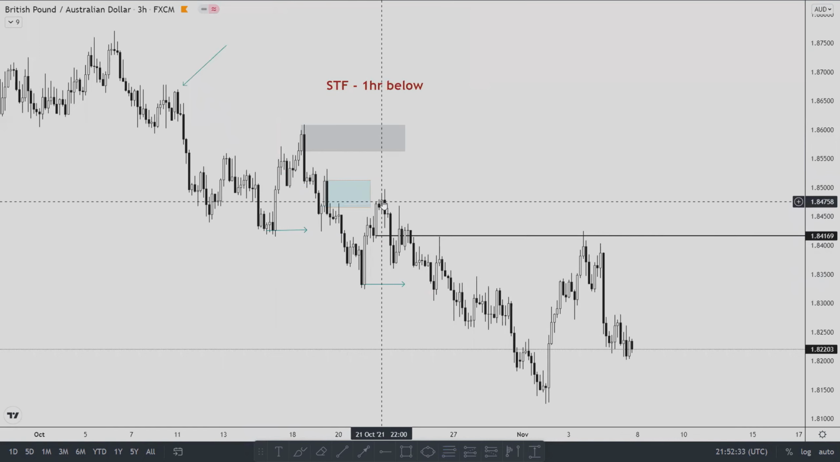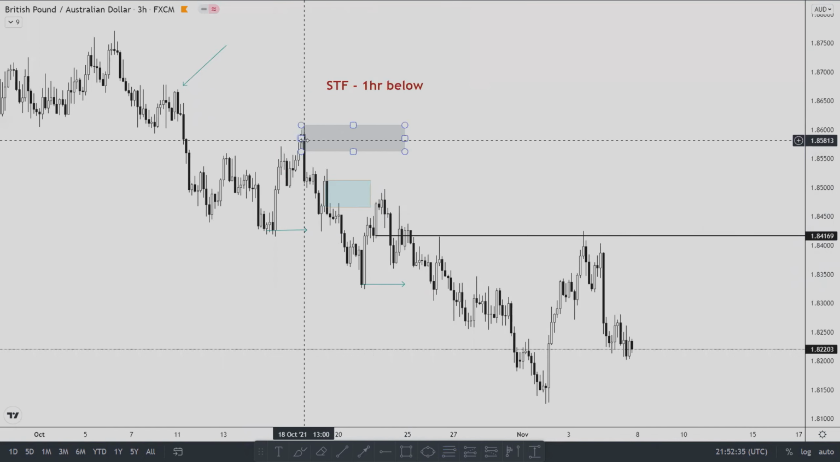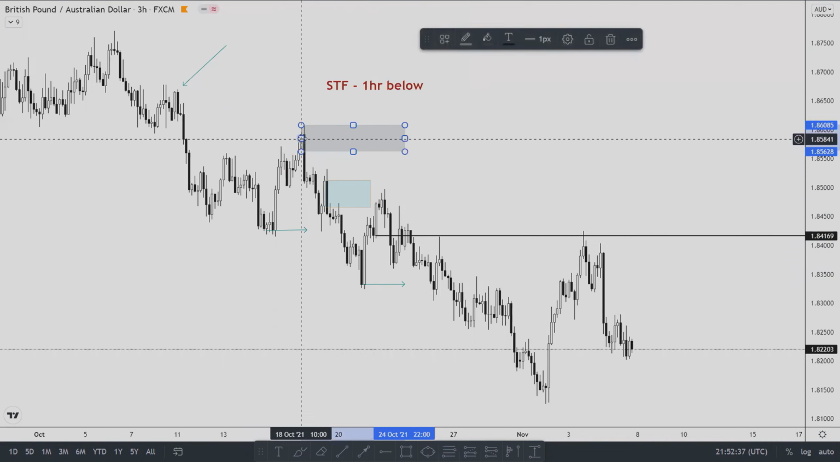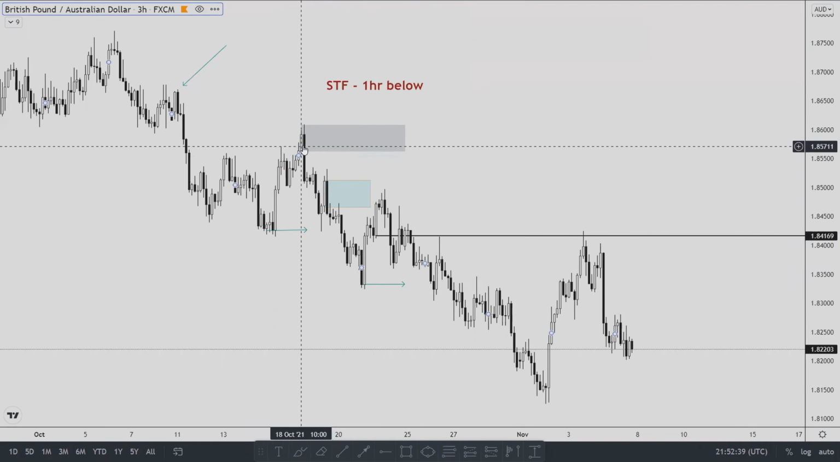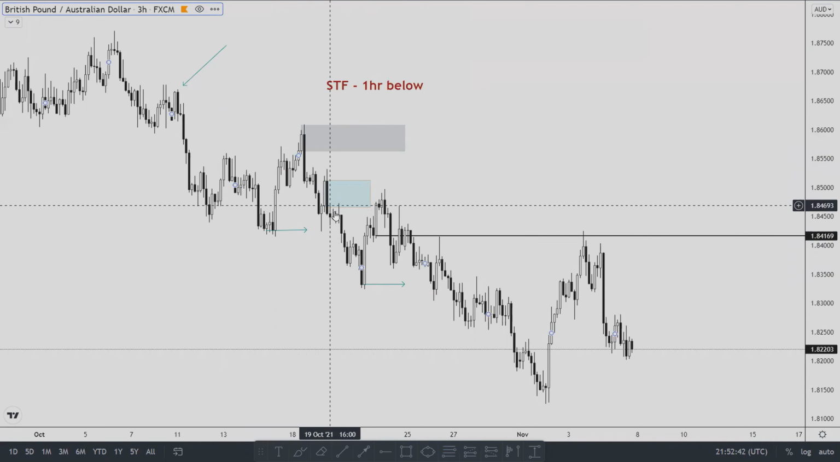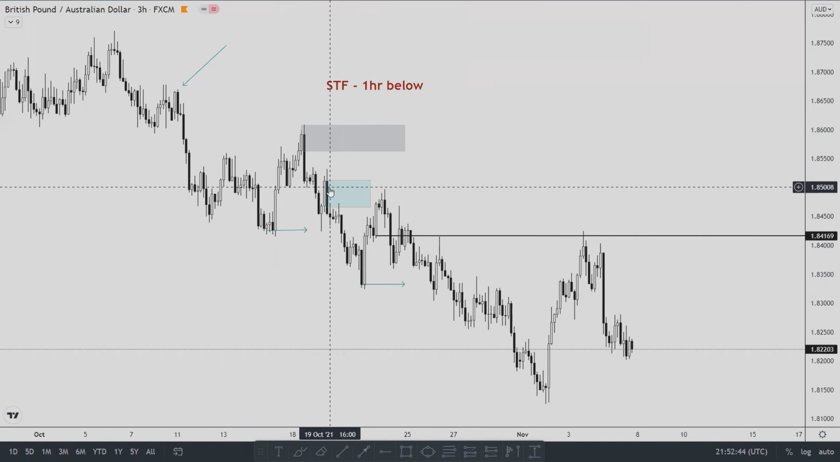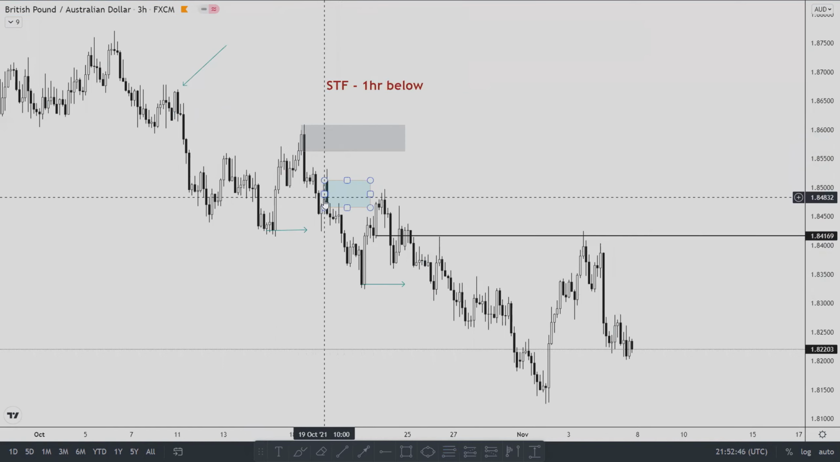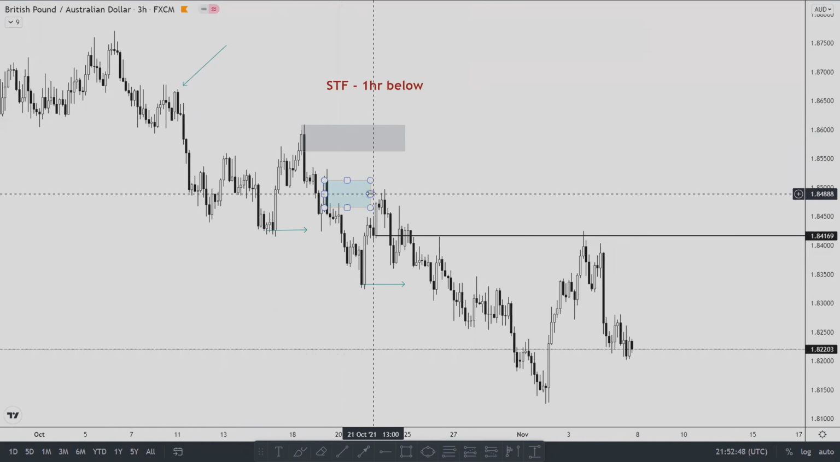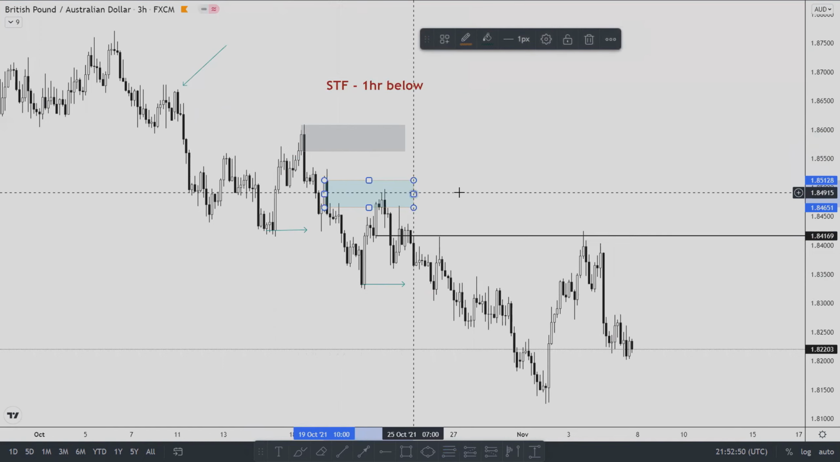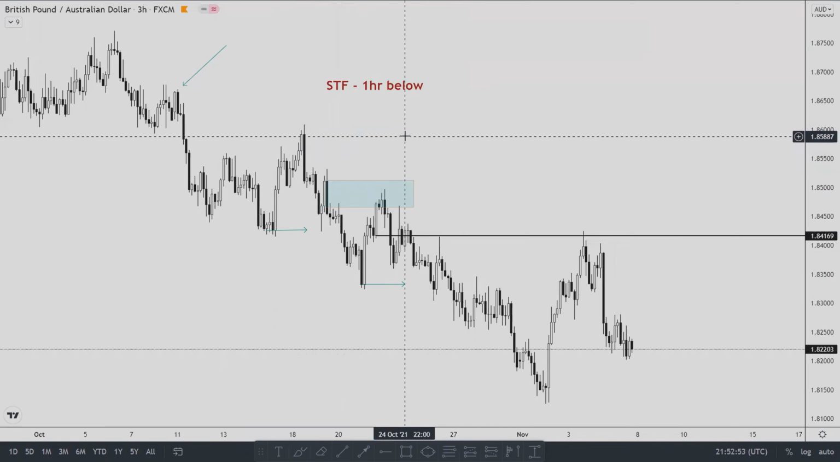anticipating where price could retrace to, 2 points of interest stand out to me. So this last up candle here before the bearish continuation, and this candle here as well. So as you can see, price reacted from this area. So that's what we're going to be looking for.